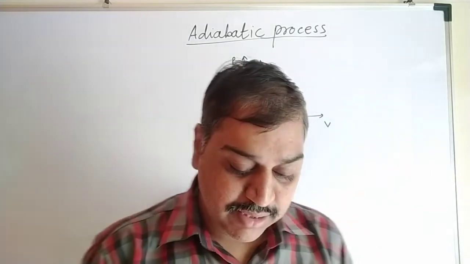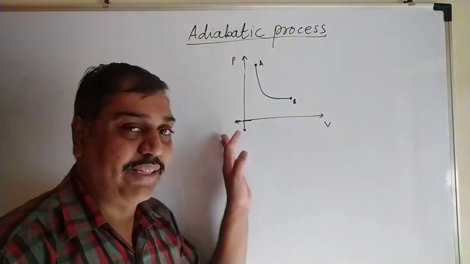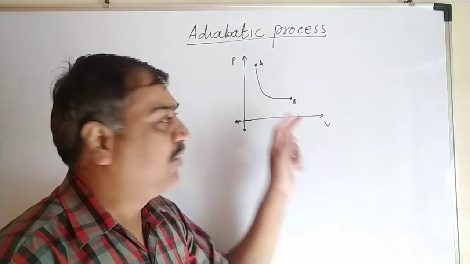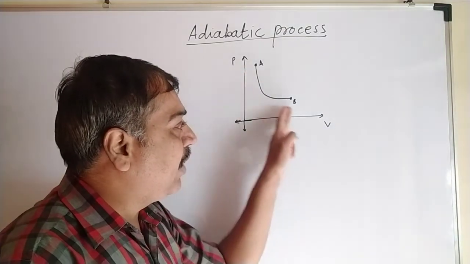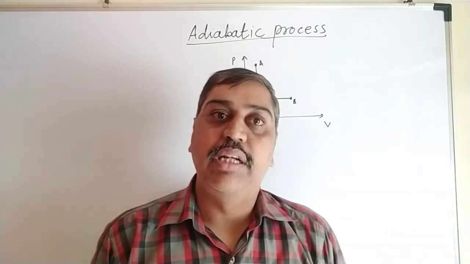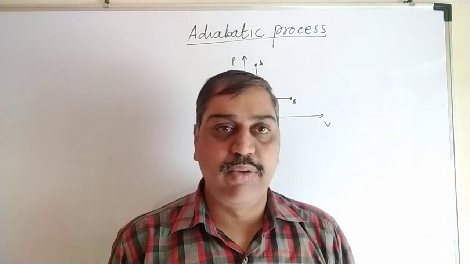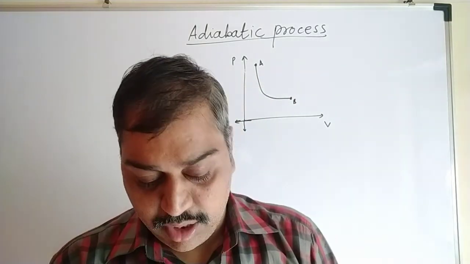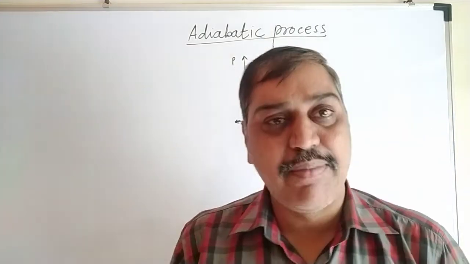Here is a PV diagram for the same, with pressure along the y-axis and volume along the x-axis, and the system changes from A to B. It comes like this. It is adiabatic. There is no exchange of heat with the surrounding or environment, so the process is adiabatic. Now let's go to the thermodynamics of this adiabatic process.